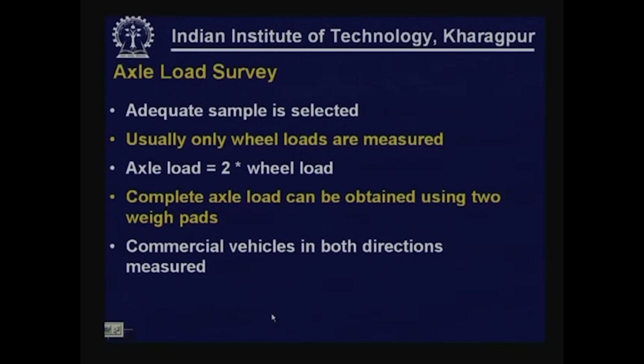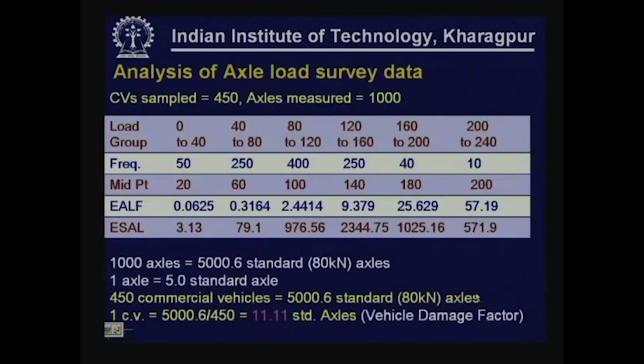Usually only wheel loads are measured, normally the complete axle is not measured, but if you put two pads on either side, you can measure the complete axle simultaneously. If you are measuring only wheel load, we assume the axle load to be approximately equal to twice the wheel load that is measured, and commercial axles normally in both directions are monitored.